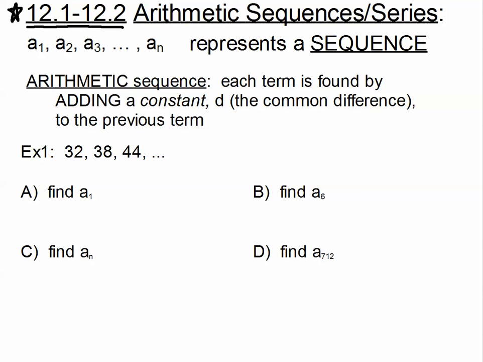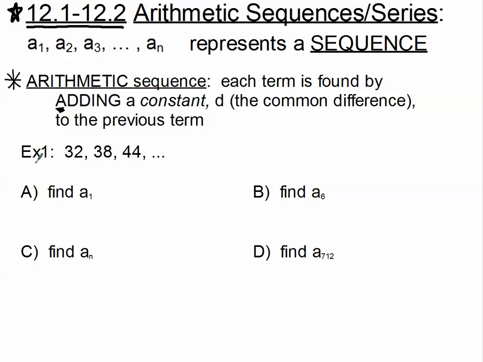A sequence is simply a set of numbers separated by commas that share some sort of pattern. When we're talking about an arithmetic sequence, each term is found by adding a constant called d, and that d is called the common difference, to the previous term. I always remember that arithmetic sequences are adding to get each term. You have the double A.